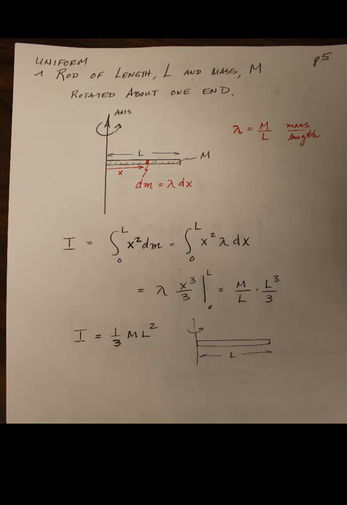Now in this case, for the position of those little chunks of mass, I set up an x-axis. So we have the integral as x goes from 0 to L of x squared dm, and dm is lambda dx. So performing the integral, we find that the moment of inertia for a rod of length L and mass m is 1/3 the mass times the length squared.